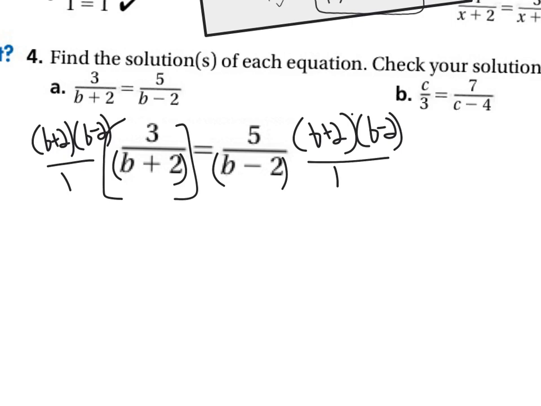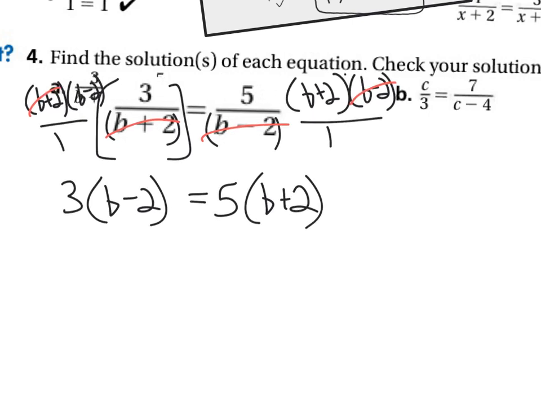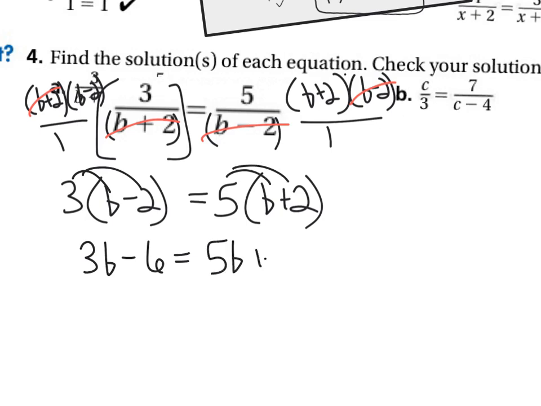On the left side, the b plus 2's will cancel. On the right side, the b minus 2's will cancel. And I'm going to rewrite this just because there's a lot going on there. So at this point we can distribute. On the left side we would get 3b minus 6. On the right side we would get 5b plus 10.